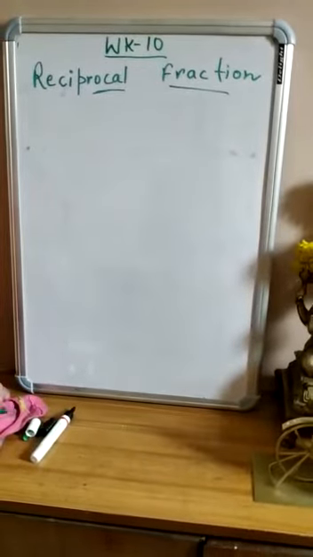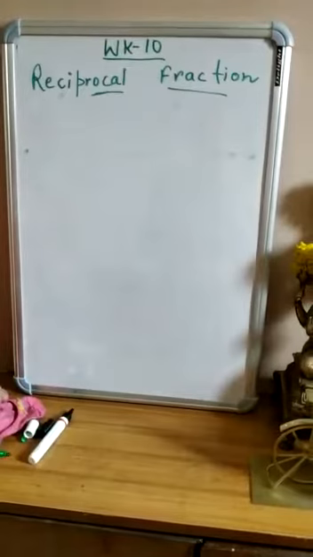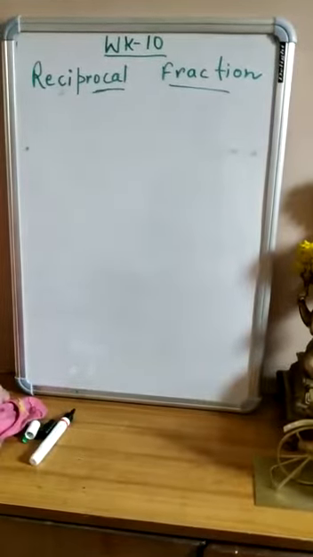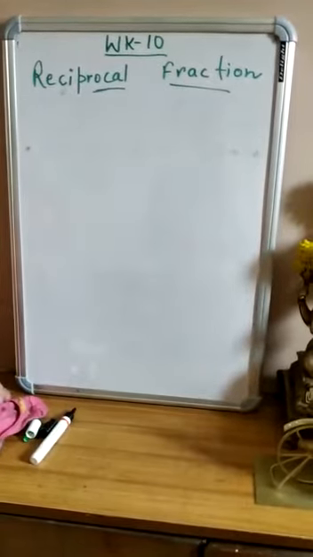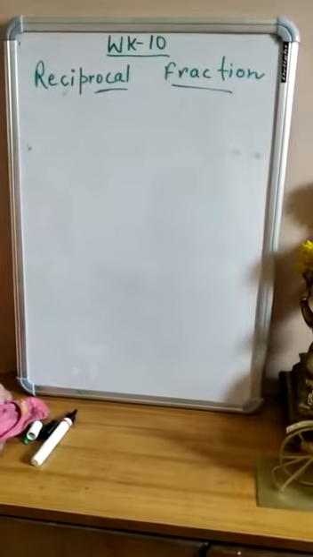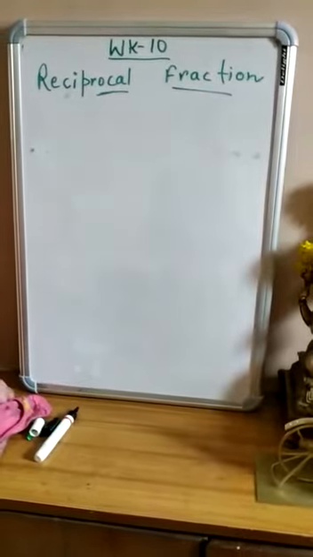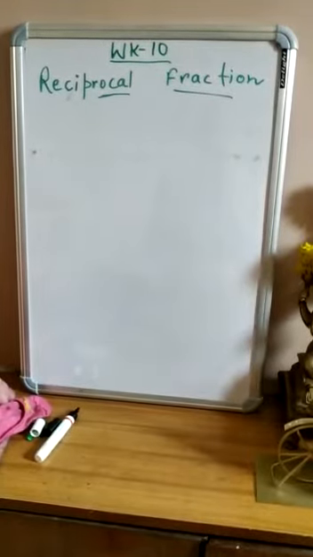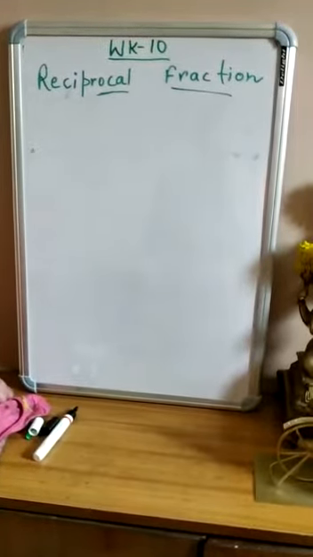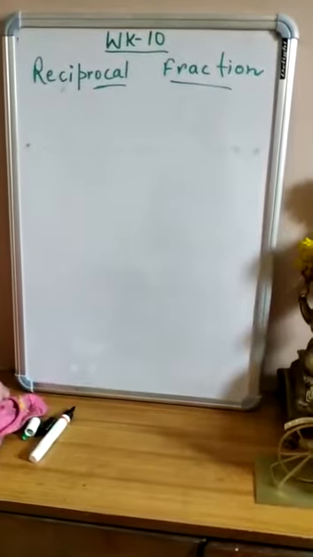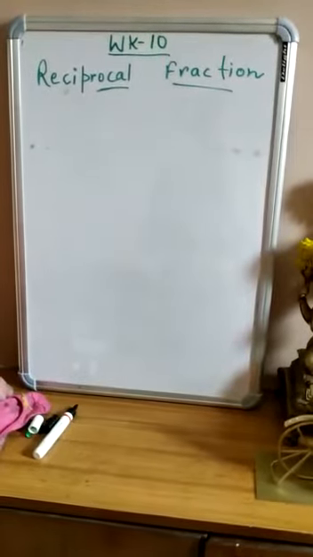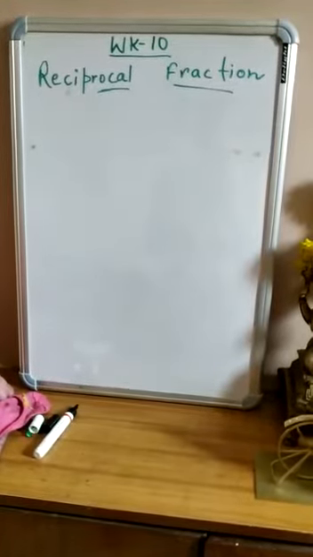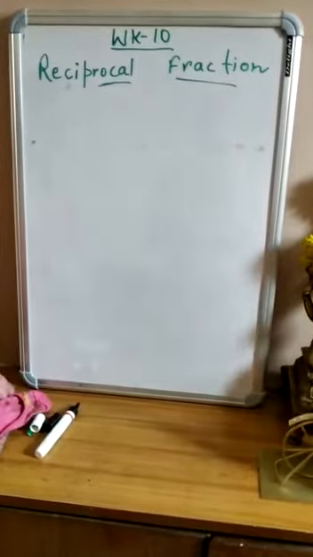Now, children, in the previous class, I discussed the conversion of a fractional number into the lowest term, then comparison, and then the ascending and descending order arrangement of fractional numbers, and then addition, subtraction, and multiplication of fractional numbers. I also discussed the properties of multiplication, and then the word problems related to the addition, subtraction and multiplication of fractional numbers.